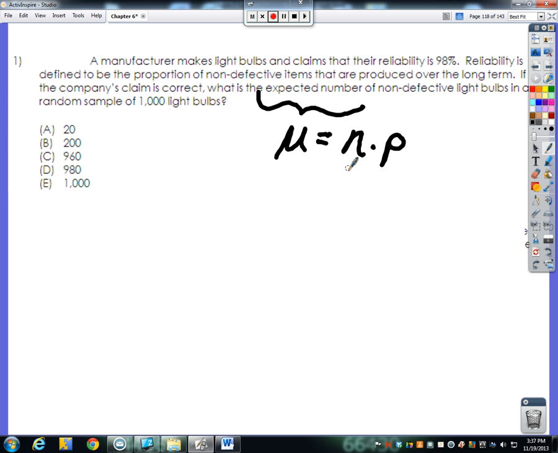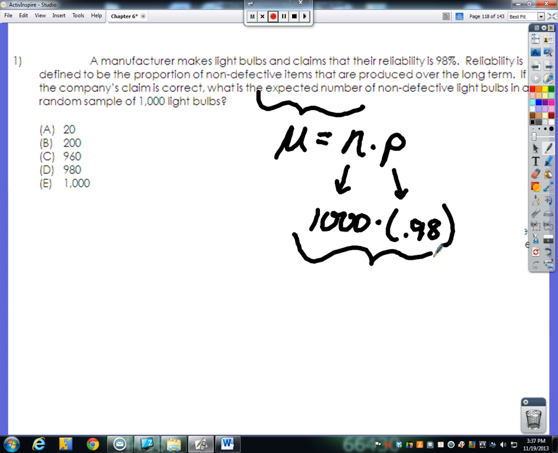So n is our 1,000 light bulbs. Our reliability is 98%, so 0.98. And so 1,000 times 0.98 is 980. We would expect 980 to be non-defective. Now you have to watch out because I could have said, what is the expected number of defective light bulbs? And then the answer would be 20 instead of 980. So it is important to watch out for what exactly the question is asking for. So the answer there would be D. So we would expect 980 light bulbs out of 1,000 to be non-defective.